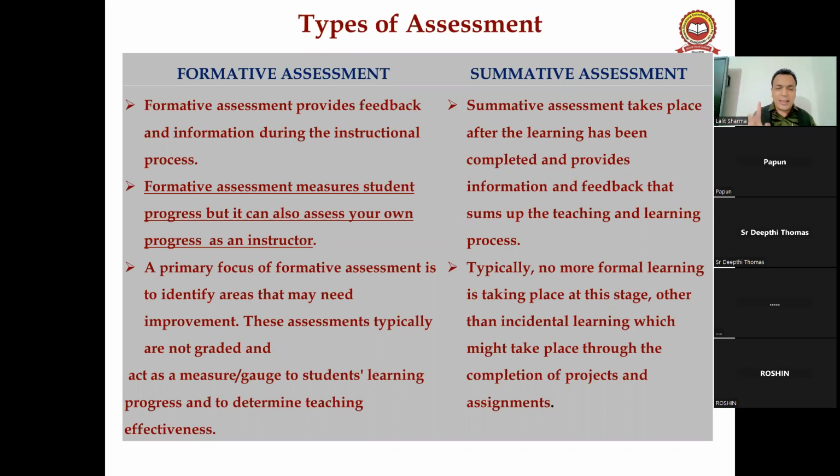Anna, this thing I have already cleared now in the starting, right? When you are teaching the student and assessing the student, and the student is not responding, it means your lecture is not understood by the student very well. So you have to work on your lecture, make it easy, and change your methodology. You have to make the lesson easy so that the student can understand very well. That is how you are improving your teaching also. So formative assessment measures student progress, but it can also assess your own progress as an instructor.